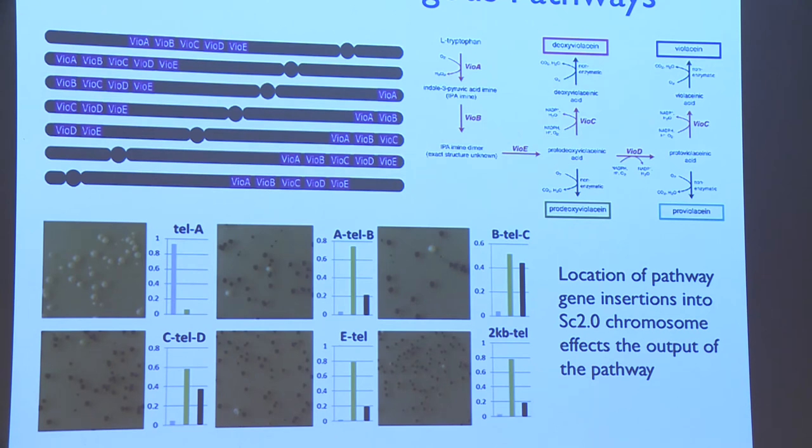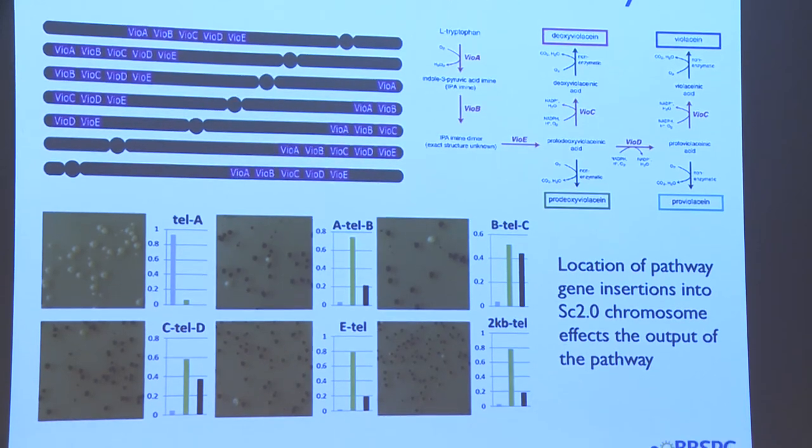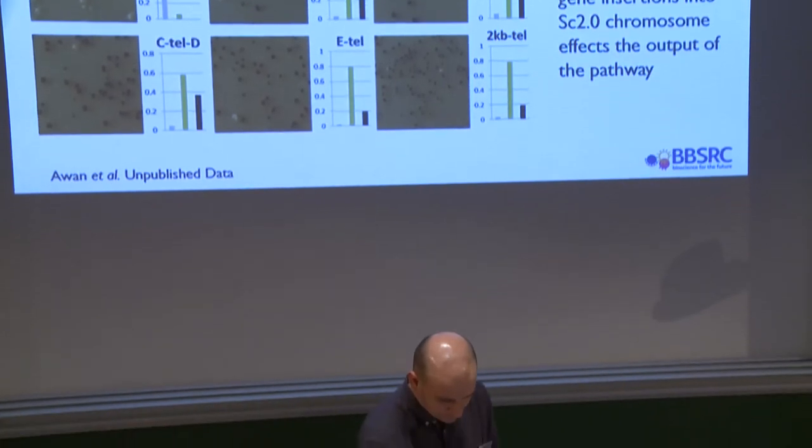Others, the whole system doesn't work, possibly because of local silencing close to the telomeres. And other ones are a bit mixed. And so we even occasionally saw colonies that were half white and half pink because some sort of silencing effect was going on within that colony.